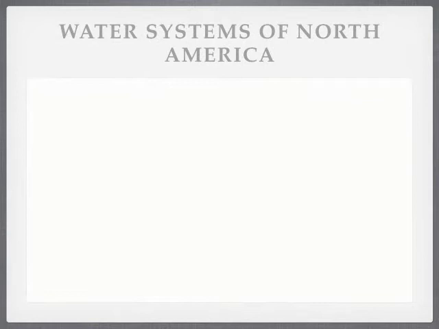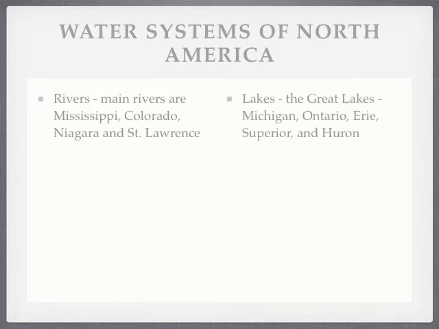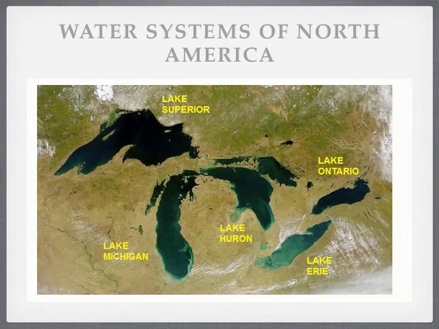Next, we have the different water systems of North America. Rivers. The main rivers are the Mississippi, Colorado, Niagara, and St. Lawrence, four of the largest. Then for lakes, we have the Great Lakes: Michigan, Ontario, Erie, Superior, and Huron. Here is a satellite image of Lake Erie, Ontario, Huron, Michigan, and Superior.